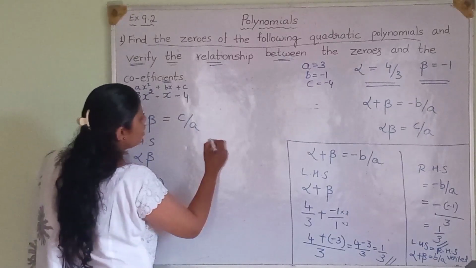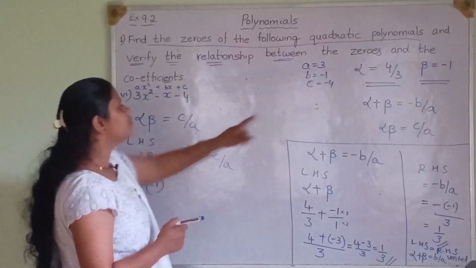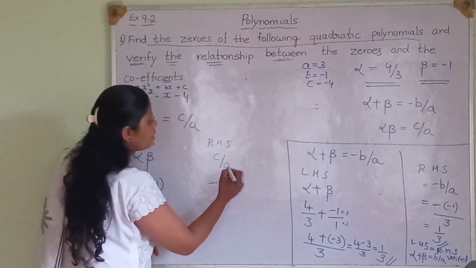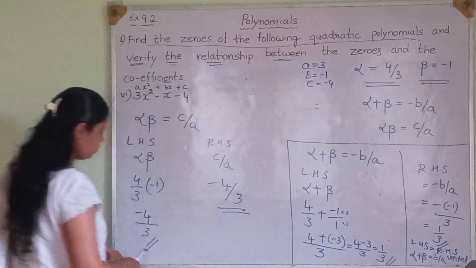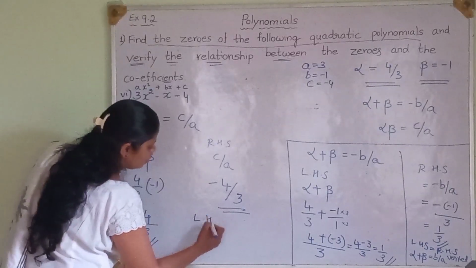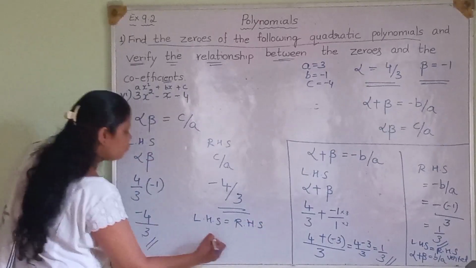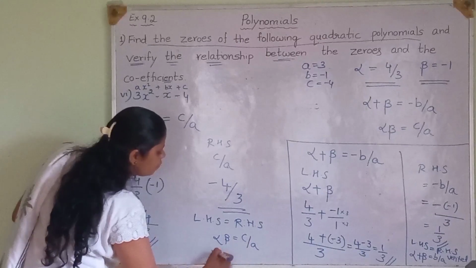Then RHS is c by a. The value of c is minus 4, divided by the value of a, which is 3. Minus 4 by 3. Look at this, LHS is equal to RHS. Therefore, alpha beta is equal to c by a. This is verified.